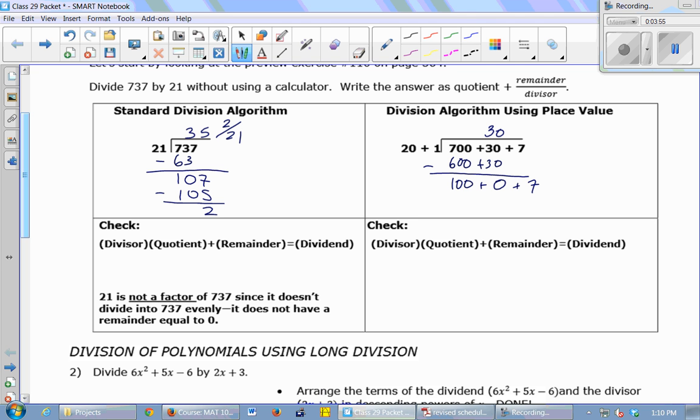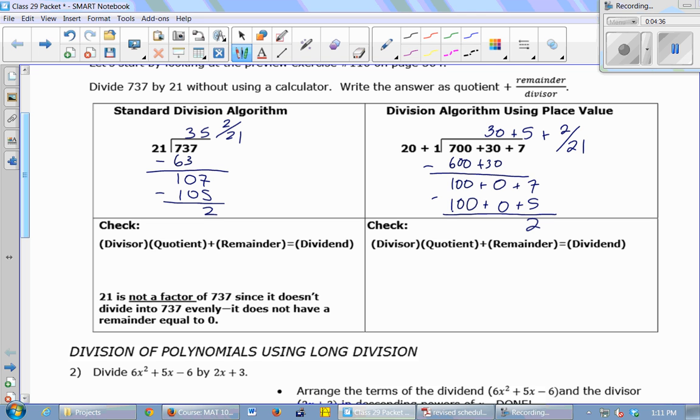And then you say, okay, how many times does 20 go into 100? 5 times. So I put my 5 over the ones place. 20 times 5 is 100. 5 times 1 is 5. 0 tens, right? And when I subtract, I have to do 100 minus 100. That's 0. 0 minus 0 is 0. And 7 minus 5 is 2. So I end up with 30 plus 5 plus 2 over 21, which is 35 and 2 21sts. Same result.